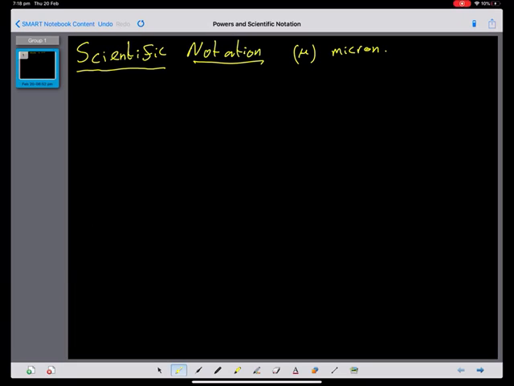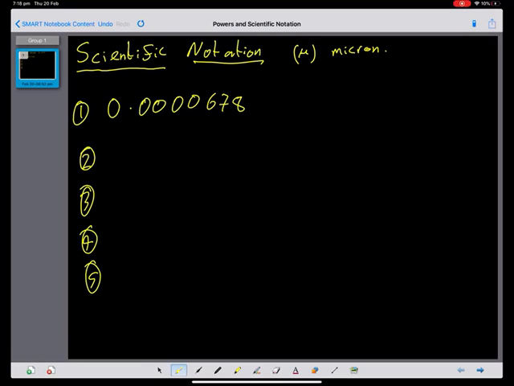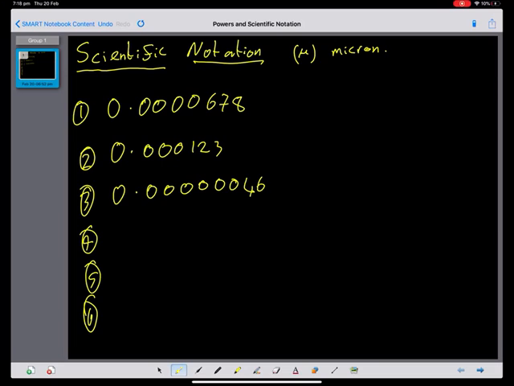Okay, so let's have a look at some small numbers. 0.0000678. Let's use that as 1, 2, 3, 4, 5, and let's be ambitious and do 6. Okay, 0.000123. 0.000000467. 0.000123. And let's do 0.1111.